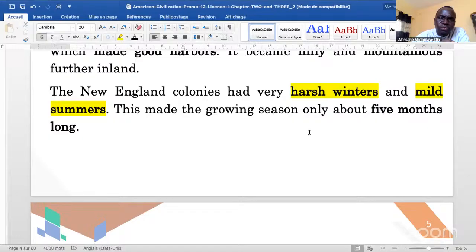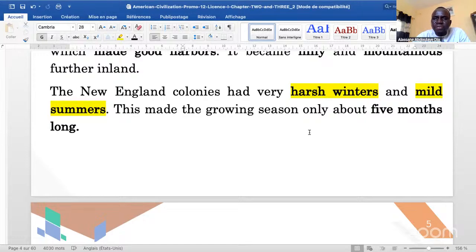So here, try to familiarize yourself with the climate conditions. In terms of climate conditions, the New England colonies were characterized by harsh winters. Ils avaient des hivers très durs, but the summers were mild. So this made the growing season only about 5 months. So what was the impact of the climate on this? You see that people had to develop agriculture to survive. And you realize that here, with agriculture, they could only do it for 5 months.